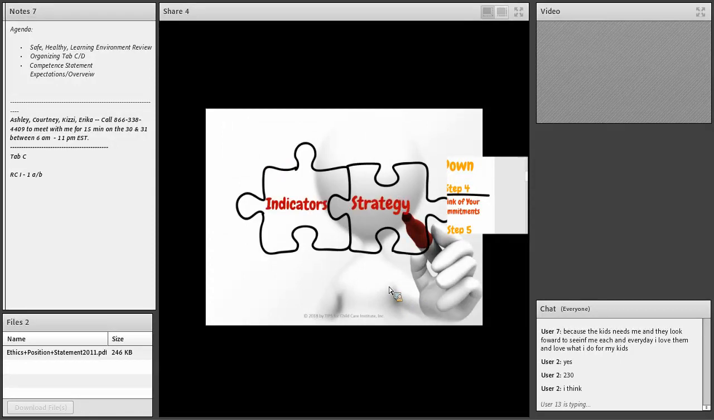Make connections to indicators and strategies. We're going to talk about what indicators look like in a second, but the strategies are going to be the steps that you're actually taking. As we went through our review, when I asked you, what does your passion look like? That's considered an indicator. Those are small indicators of your knowledge. Make sure that those indicators are matching your strategies and the pieces are coming together.